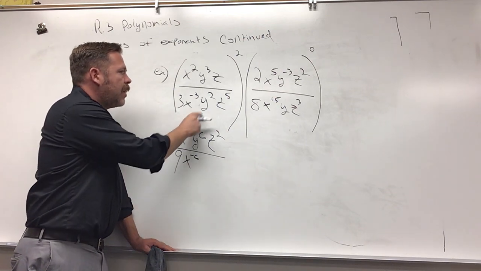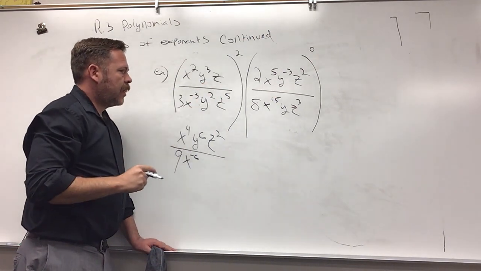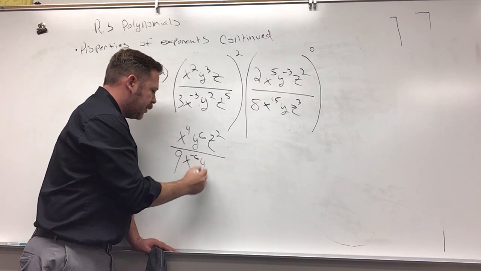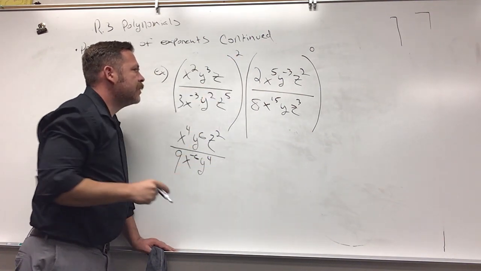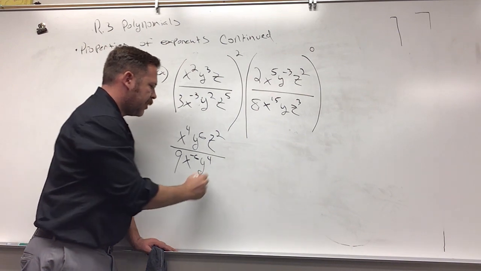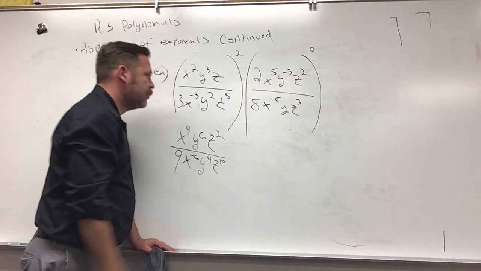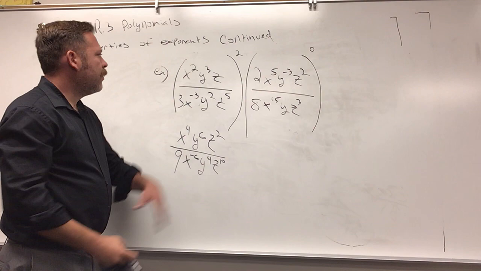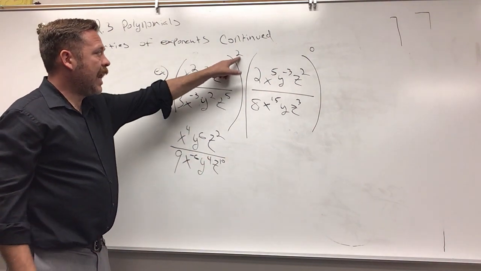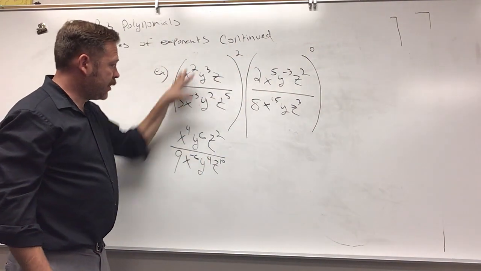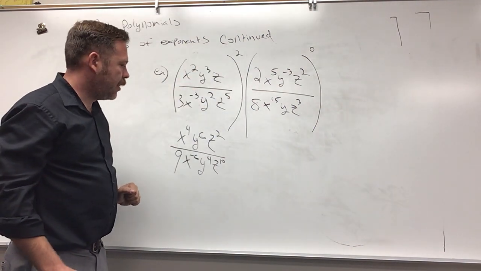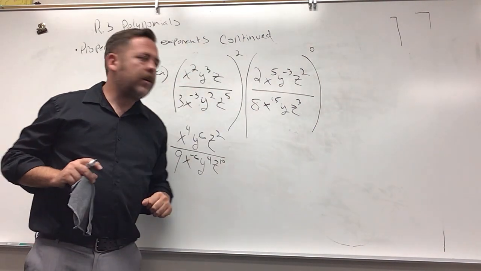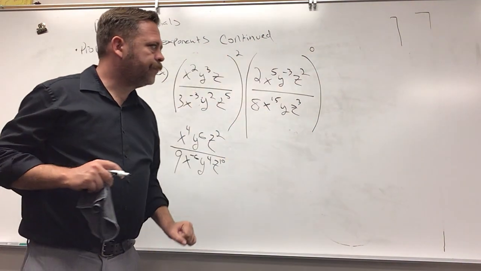So I get x to the negative sixth. And here I have y to the second to the second. 2 times 2 would be y to the fourth. And z to the fifth to the second. 5 times 2 would be 10, so I'd have z to the 10th. Okay, so we've taken care of basically that outer exponent for this big old mess of stuff here. And we're going to chisel it down. Let's do this one here.